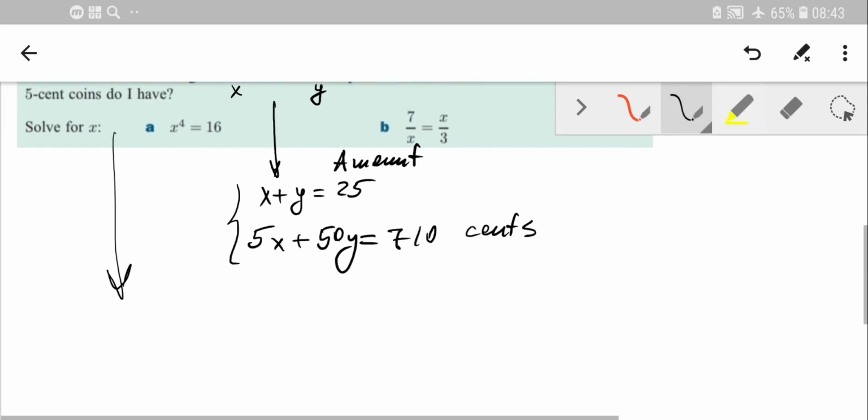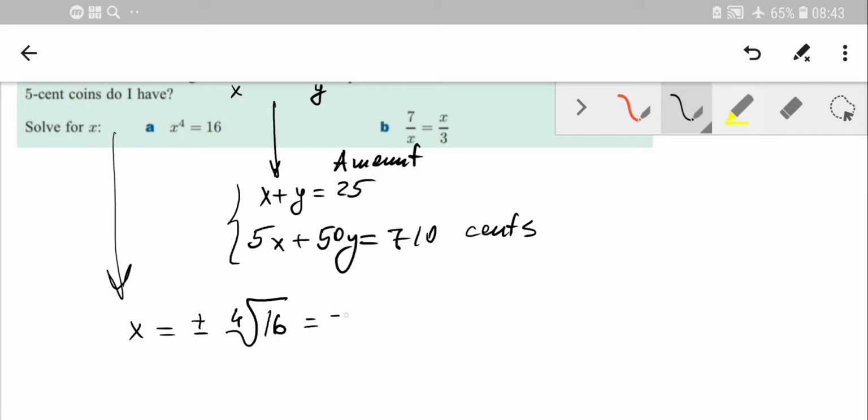So for x to the 4th equals 16, we have an even power. We just simply take the 4th root of the result and plus minus, so we'll get plus minus the 4th root of 16. So 16 is 2 to the power of 4, right? That's why we'll get just simply 2.